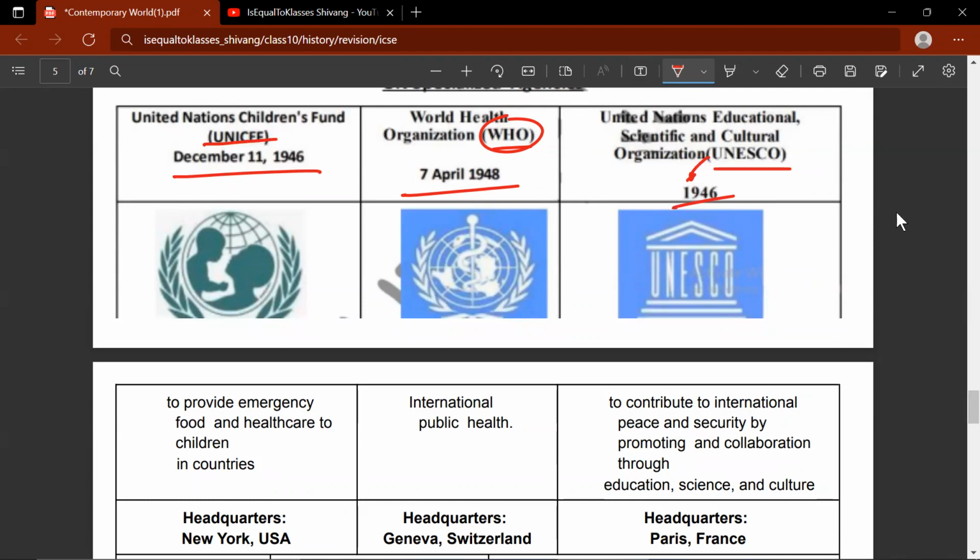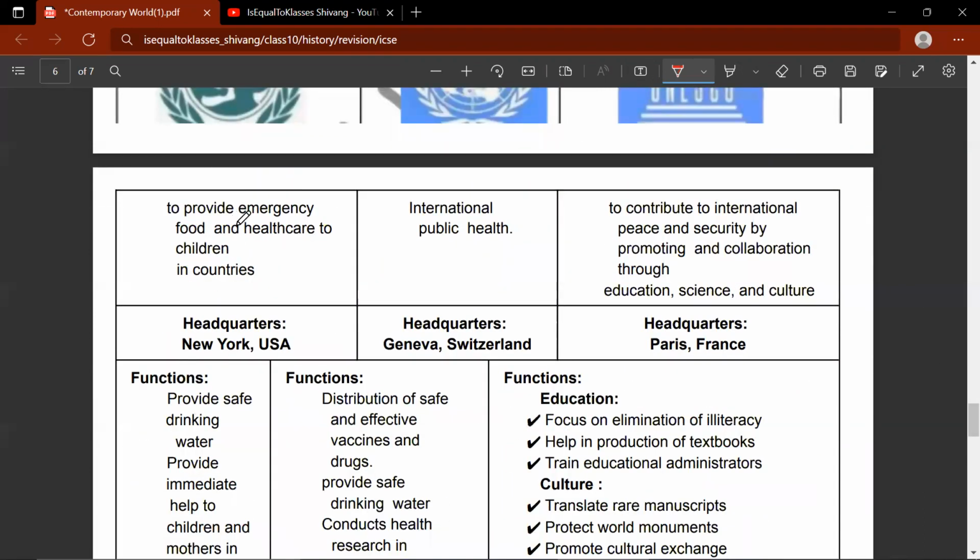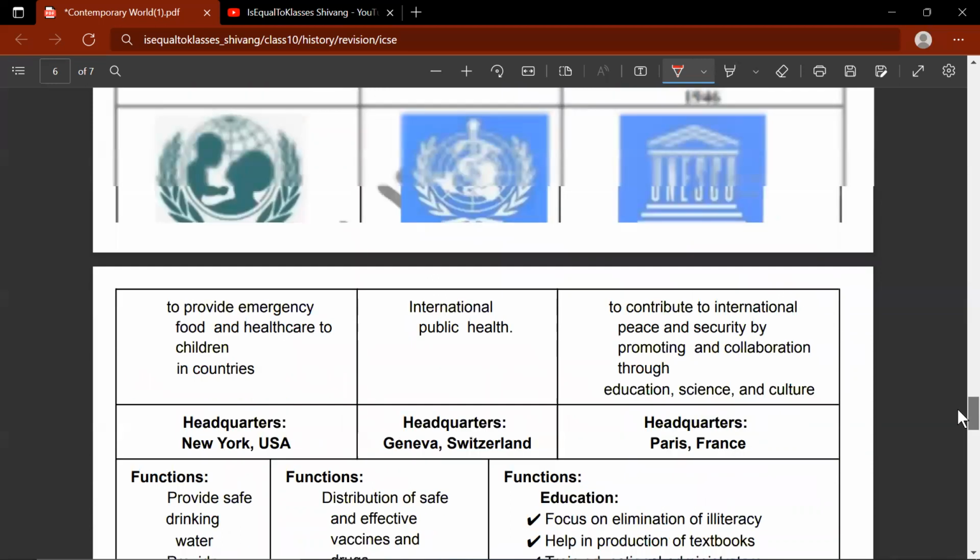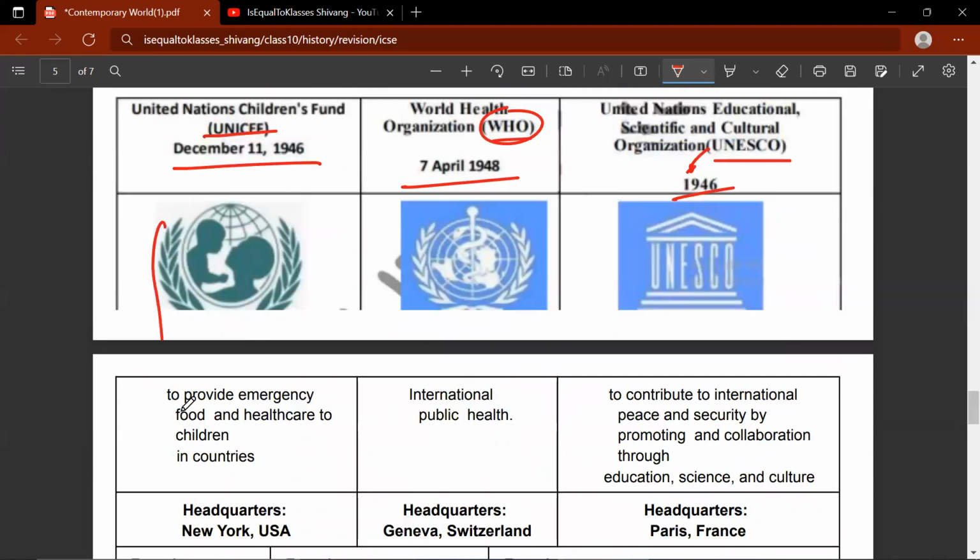So you can note whatever I'm writing down in your notebooks or anywhere else. To provide emergency food and healthcare to children in countries. So these are the functions of these specialized agencies. This is the function of UNICEF, this is the function of WHO, and this is the function of UNESCO. Special emphasis on children because UNICEF stands for Children's Fund. WHO stands for international public health. And finally, UNESCO: to contribute to international peace and security by promoting collaboration through education, science, and culture.